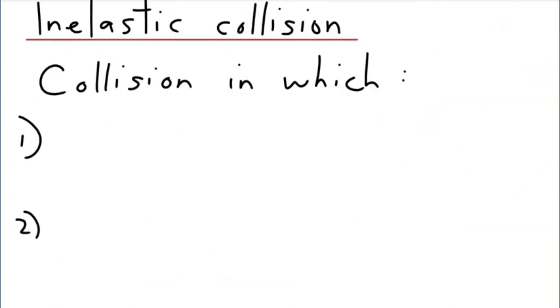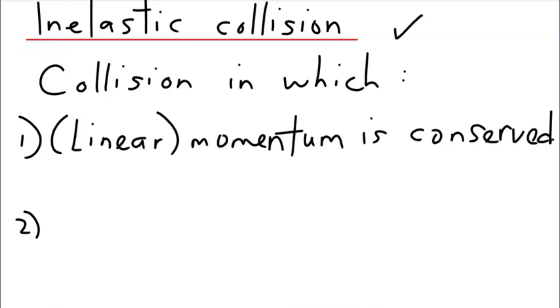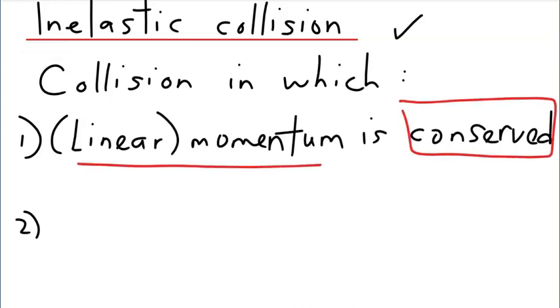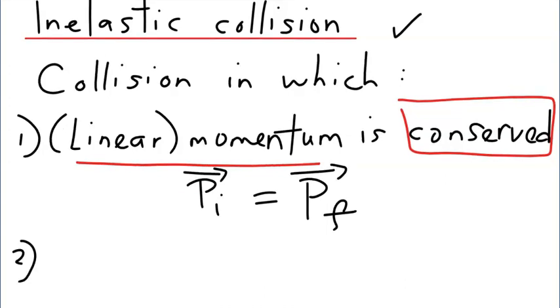Let's first start by defining what an inelastic collision is. Inelastic collision is a type of collision in which linear momentum is conserved. So we write the initial momentum is the same as the final momentum. That is to say, the momentum before the collision is the same as the momentum after the collision.